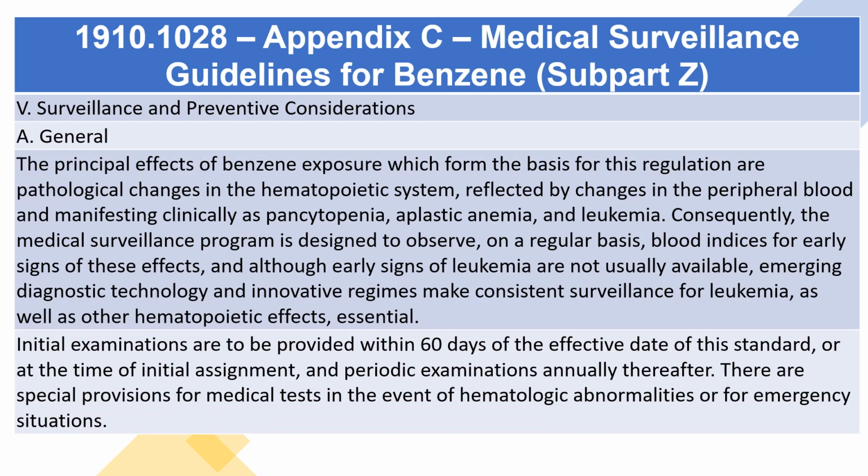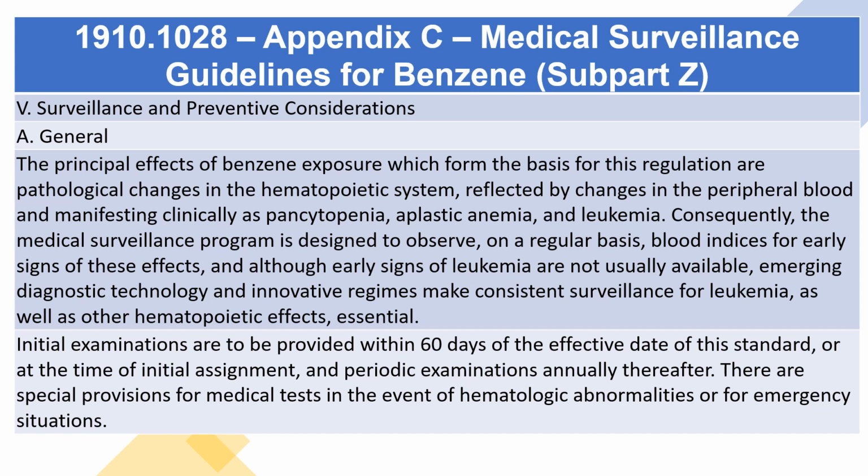5. Surveillance and preventive considerations. A. General. The principal effects of benzene exposure which form the basis for this regulation are pathological changes in the hematopoietic system, reflected by changes in the peripheral blood and manifesting clinically as pancytopenia, aplastic anemia, and leukemia. Consequently, the medical surveillance program is designed to observe, on a regular basis, blood indices for early signs of these effects, and although early signs of leukemia are not usually available, emerging diagnostic technology and innovative regimes make consistent surveillance for leukemia, as well as other hematopoietic effects, essential.